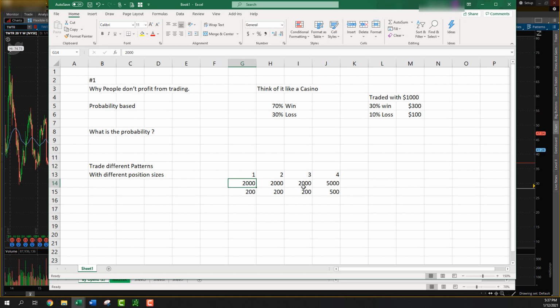You don't want to be mixing up position sizes for different patterns, because if you start mixing up all of these patterns and different sizes, one big loss is going to knock out a lot of small gains. So you got to stick to one pattern and one pattern only. And then you have to think of it as a casino.